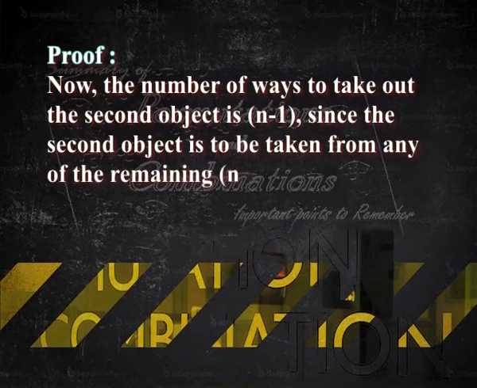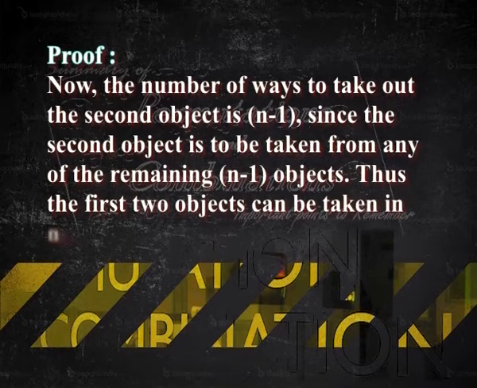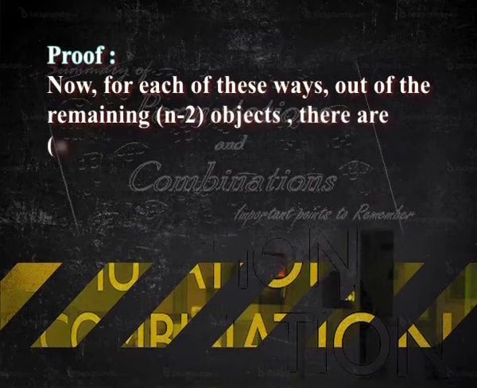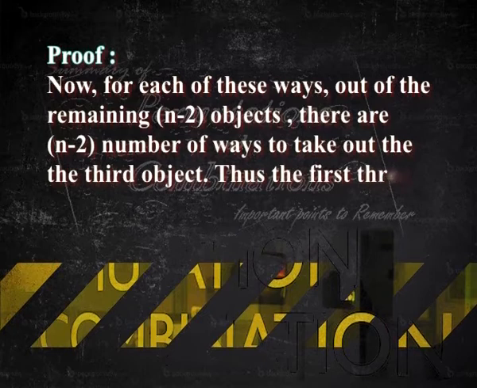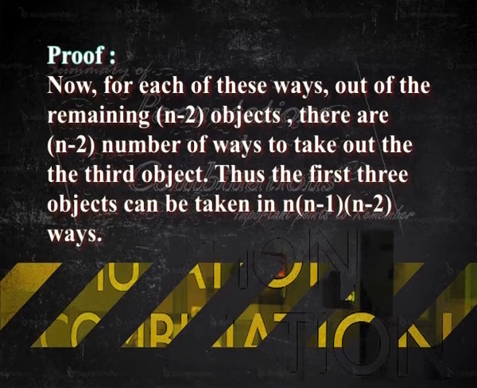Since the second object is to be taken from any of the remaining n minus 1 objects, the first two objects can be taken in n into n minus 1 ways. Now for each of these ways, out of the remaining n minus 2 objects, there are n minus 2 ways to take out the third object. Thus the first three objects can be taken in n into n minus 1 into n minus 2 ways.